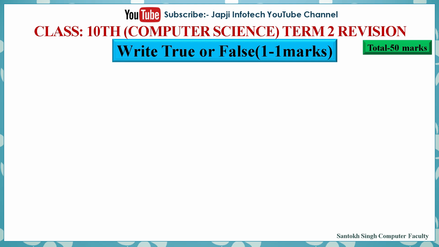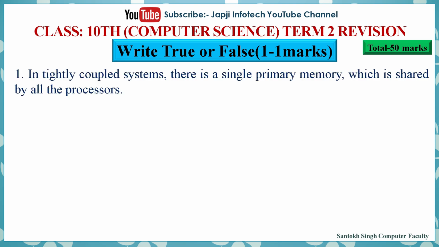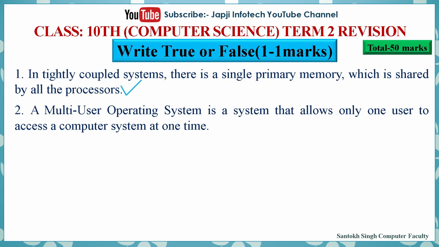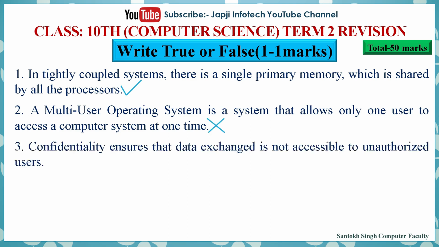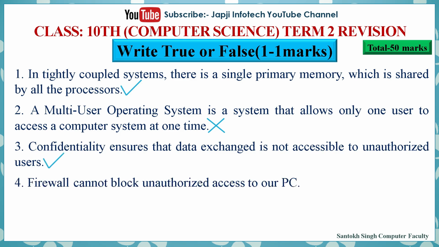So now we will learn about true or false. Each true or false carries 1 mark. The first one is, in tightly coupled system there is a single primary memory which is shared by all the processors. True. Second one is, a multi-user operating system is a system that allows only one user to access a computer system at one time. Wrong. Third one is, confidentiality ensures that data exchange is not accessible to unauthorized users. Right. Fourth one is, firewall cannot block unauthorized access to our PC.